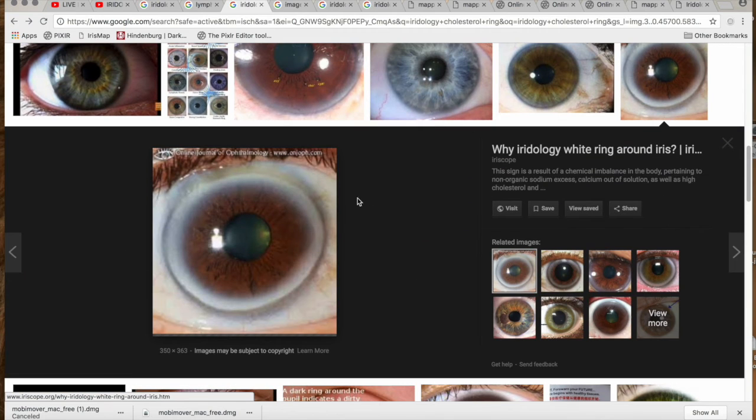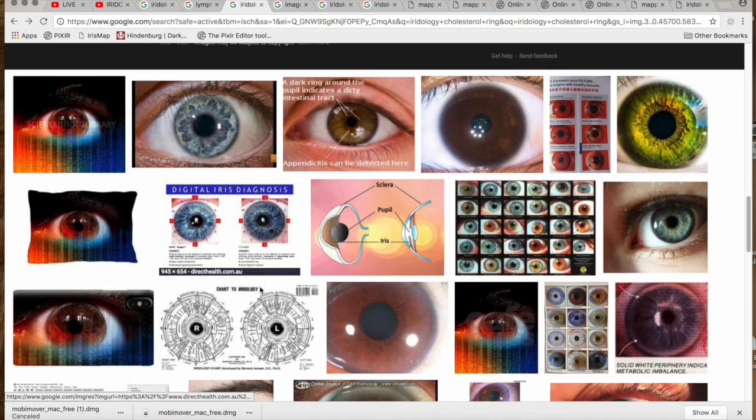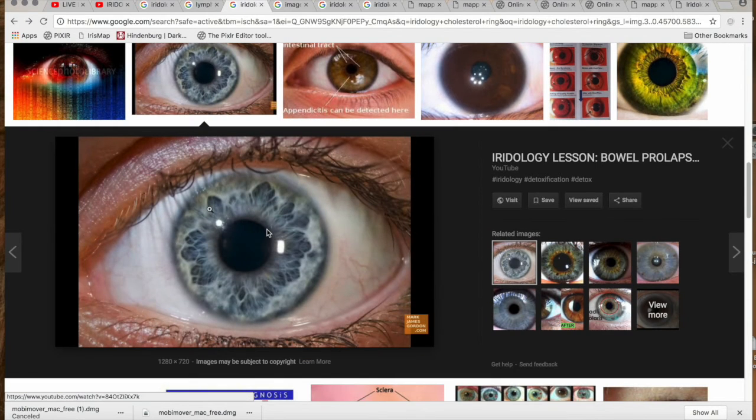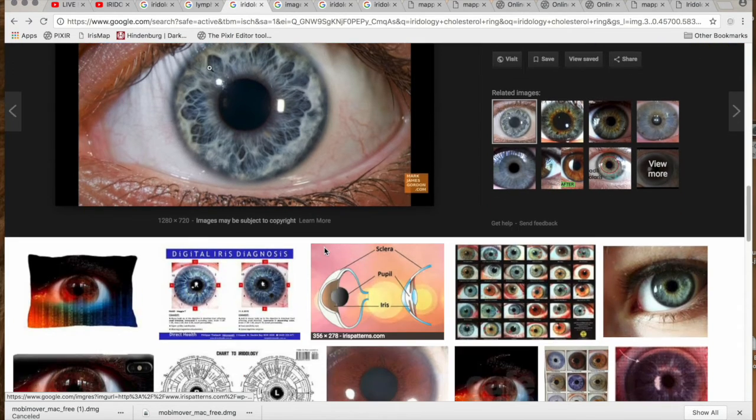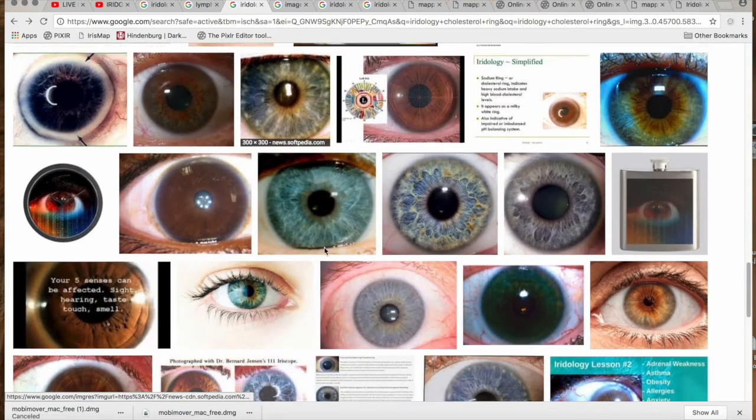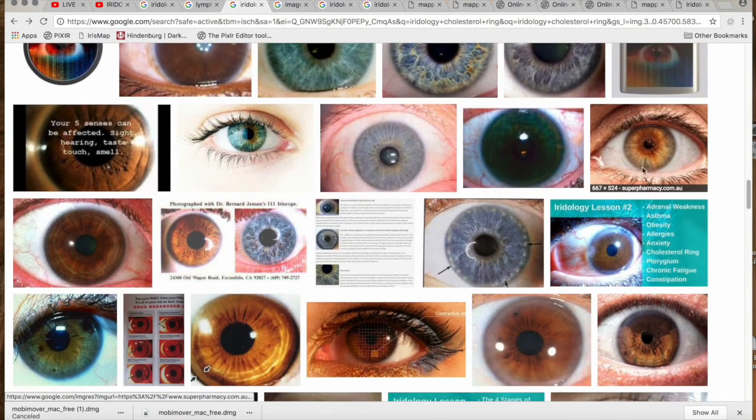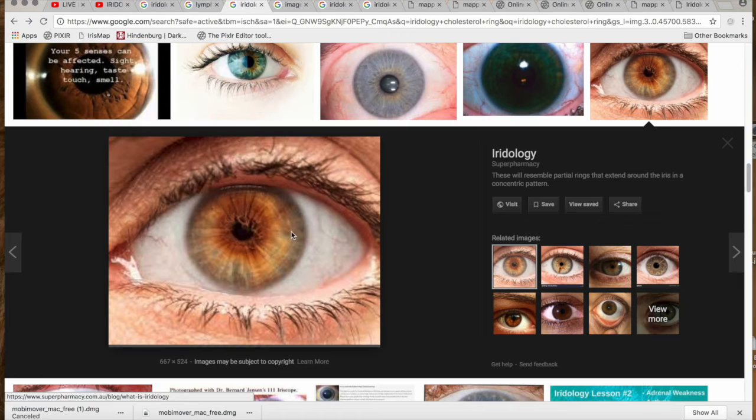Look at this heavy cholesterol ring. And then look at this eye. It's almost like this isn't really a cholesterol ring, but it's forming such a thick layer of mucus over the top. And then I want to see if I can find one. Here's again a blue eye with so much, look at this, so much lymphatic waste. It's even going into the pupil area.